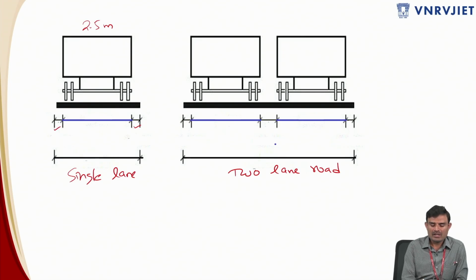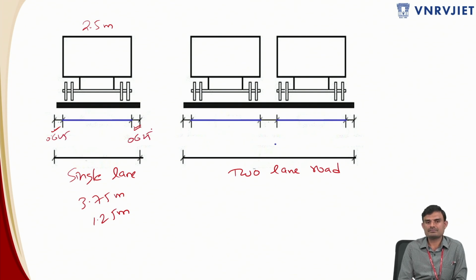So the standard width of the carriageway is 3.75 meters. Okay, so you have to subtract 2.5 meters from 3.75 meters. Whatever you get, you have to provide as clearance on either side. So 3.75 minus 2.5 is 1.25 meters, and that 1.25 meters you have to provide on either side. It will be 0.625. Okay, so this is regarding the single lane road.